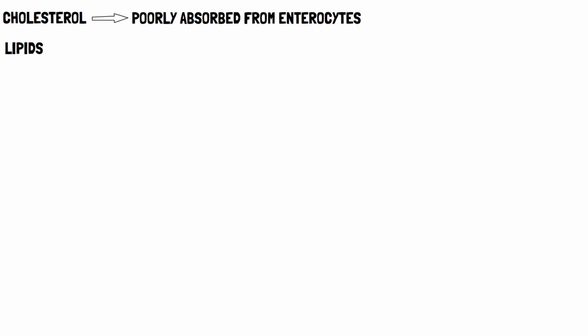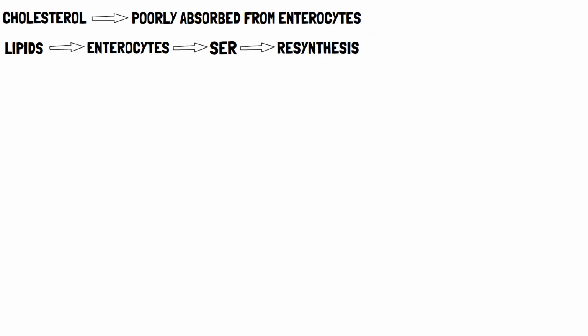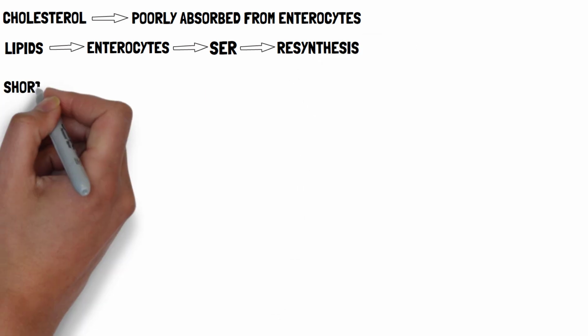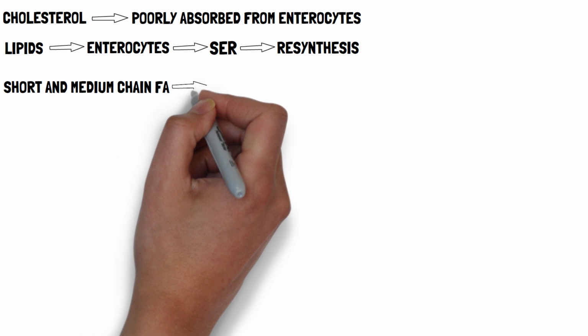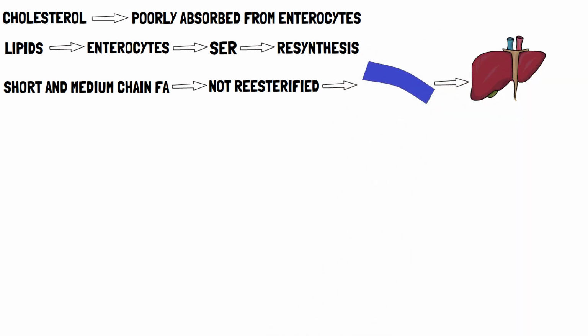Now the lipids, once entering the enterocytes, migrate towards the smooth endoplasmic reticulum, where resynthesis occurs. However, short and medium chain fatty acids are not re-esterified and are transported across the cell membrane and into the portal vein, which carries them to the liver, where they are metabolized and used for energy production.